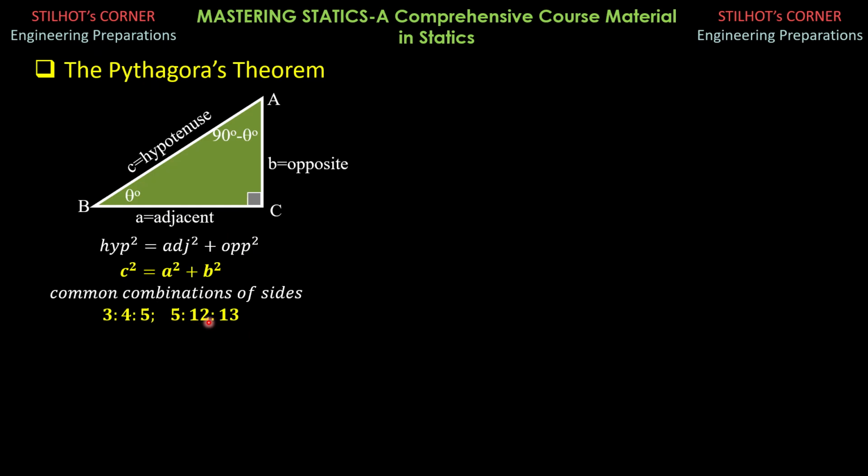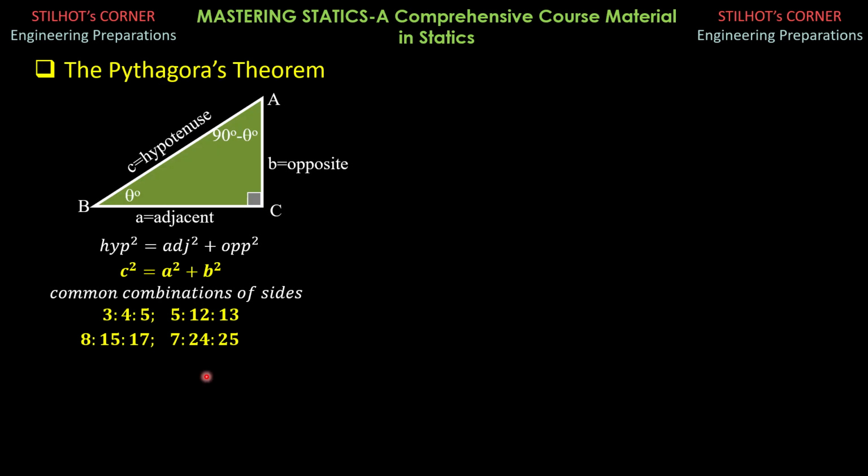3, 4, 5. Then we have 5, 12, 13. You just check by Pythagoras theorem: 3 square plus 4 square should be equal to 5 square. Then 5 square plus 12 square equals 13 square. You should be familiar with this from your experience with trigonometry. Then we have the 8, 15, 17, and the 7, 24, 25. You just check these common combinations of sides by Pythagoras theorem.